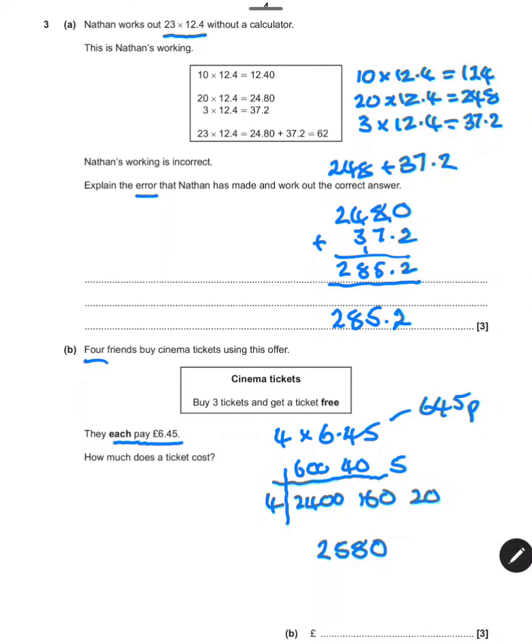2,580. And because in our initial question we had 2 decimal places in the multiplication, we're going to have 2 decimal places in the answer. So altogether they pay £25.80. Now the question is actually how much does a ticket cost? This here is the cost of 3 tickets because the 4th ticket is free. So in order to work out 1 ticket, we're going to take the £25.80 and divide it by 3.